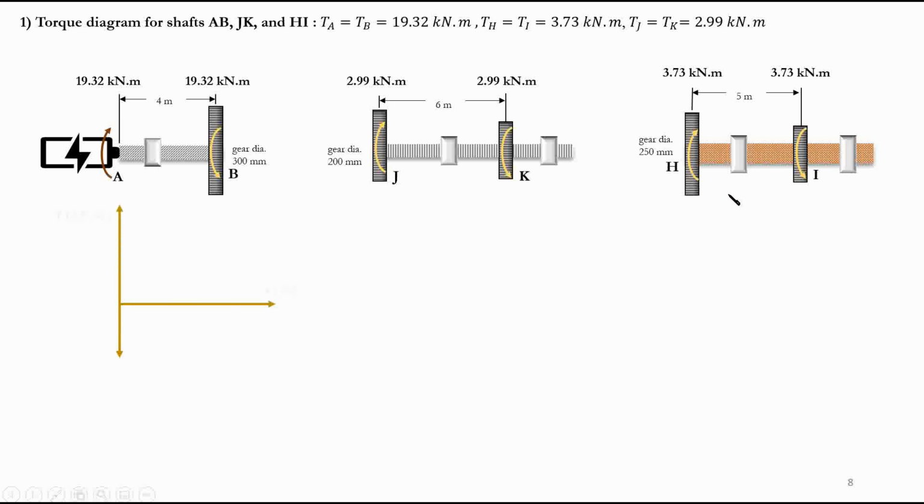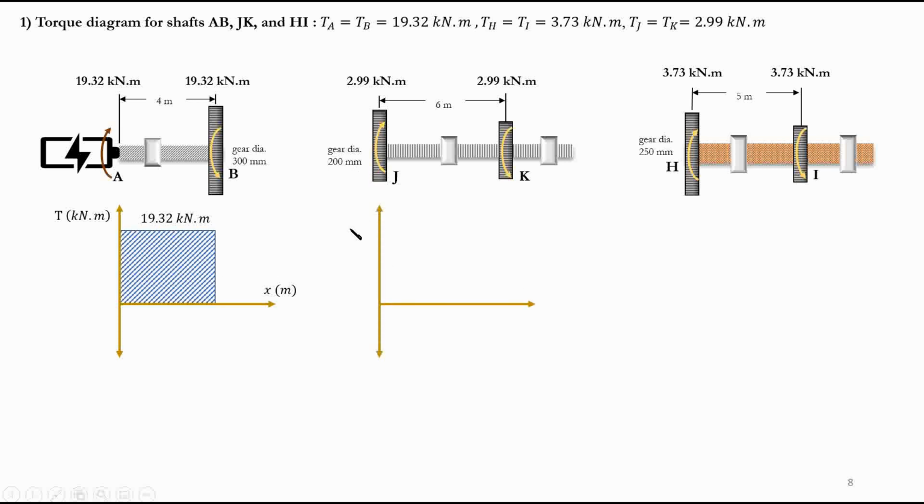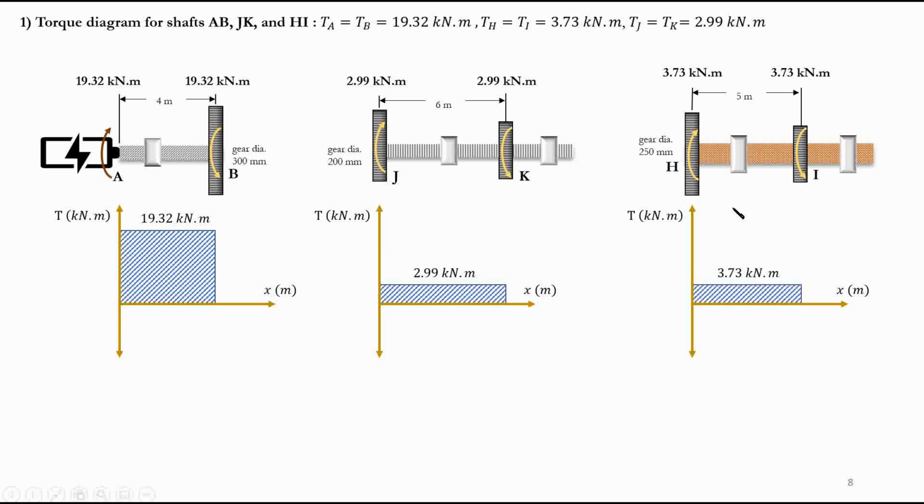So here, again, this is the torque, and here we have 19.32 up, and then it goes like that, and then 19.32 down. So this is a pretty simple torque diagram. So same thing for JK. So it goes 2.99 up, and then 2.99 down. And again, for this one, 3.73 up and 3.73 down.